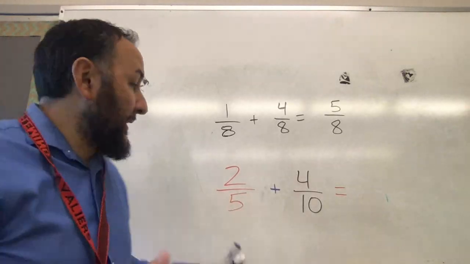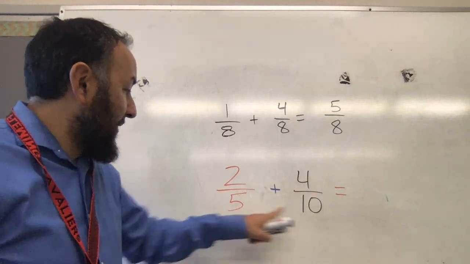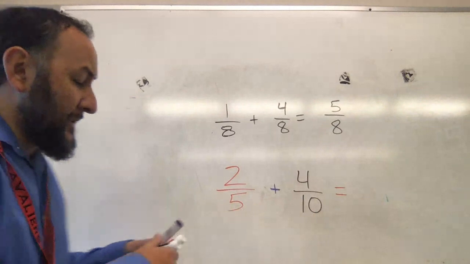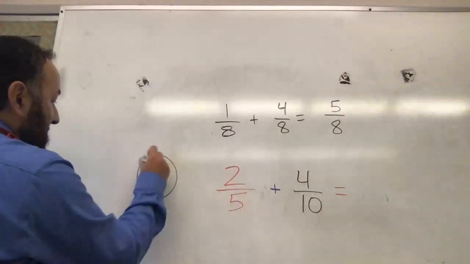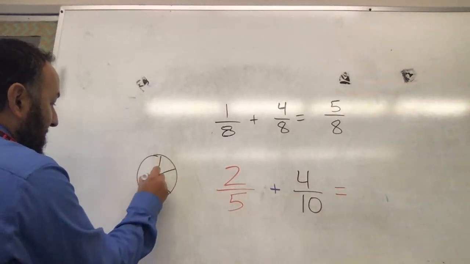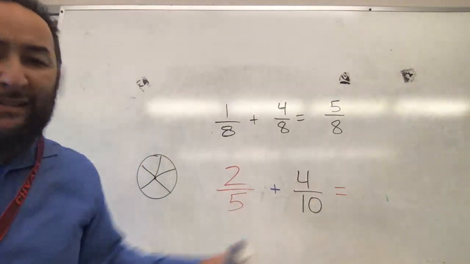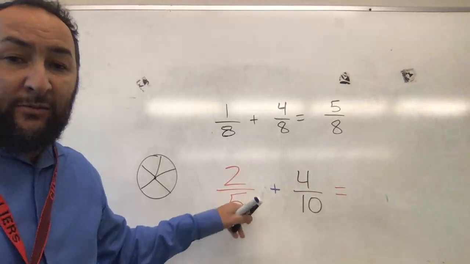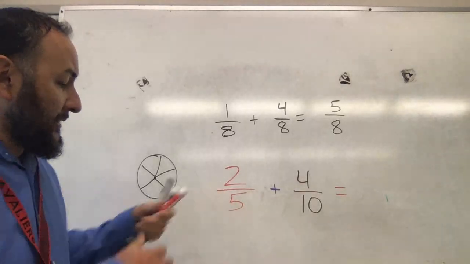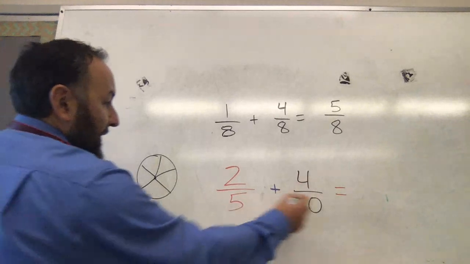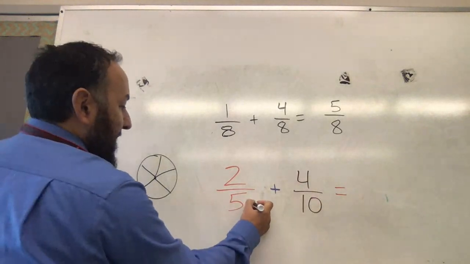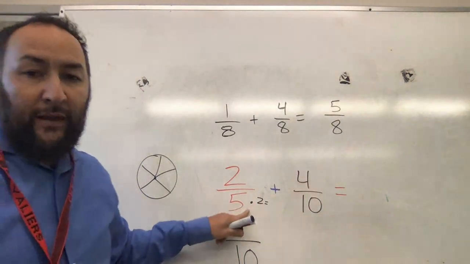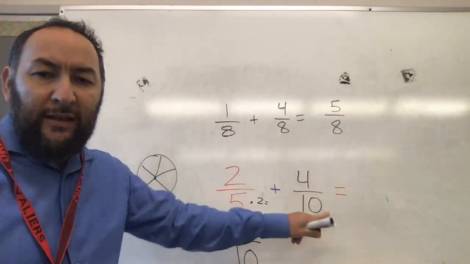equivalent fractions, right? So I look at this and I go, okay, well, can this become that? If I have something cut into 5 parts, 1, 2, 3, 4, 5, can I make it tenths equally? Yeah, I can multiply this by 2, okay? So what we're gonna do is turn 2/5 into something out of 10. So I'm gonna multiply this by 2 to make it out of 10, okay? I'm gonna go, yeah, I can make this into tens if I double it.